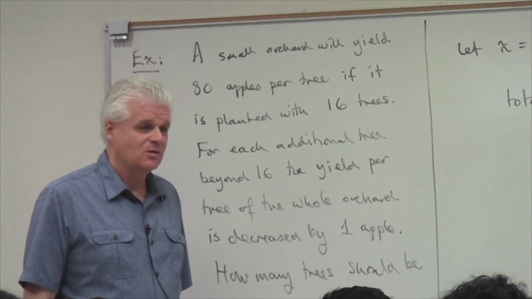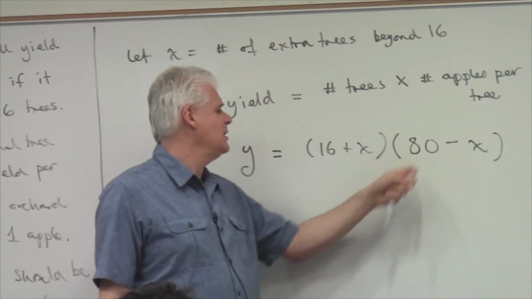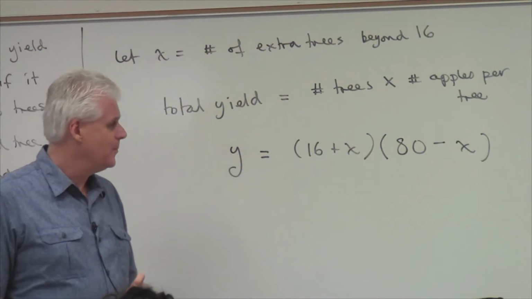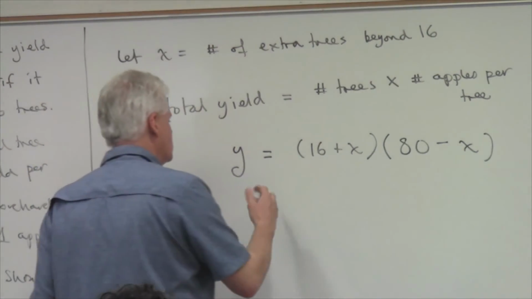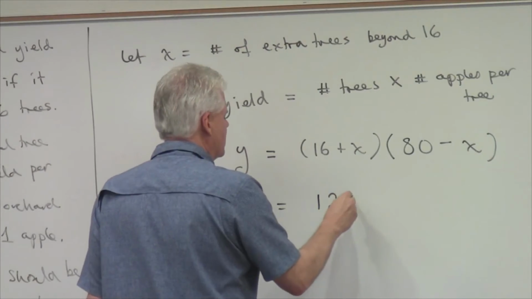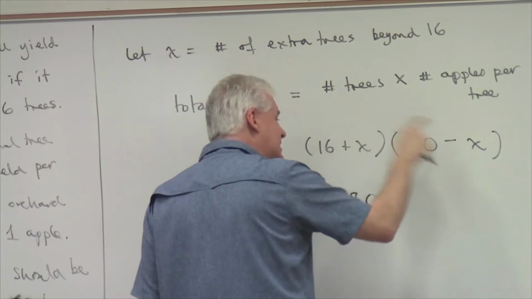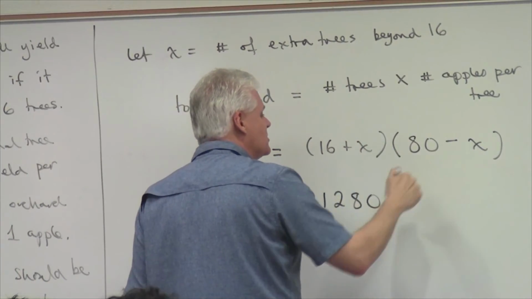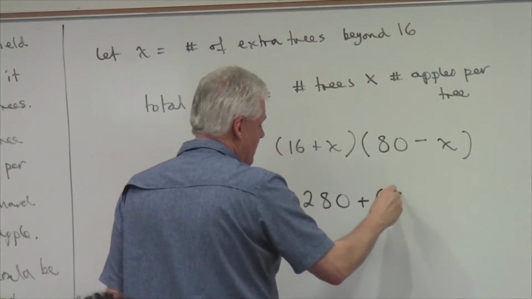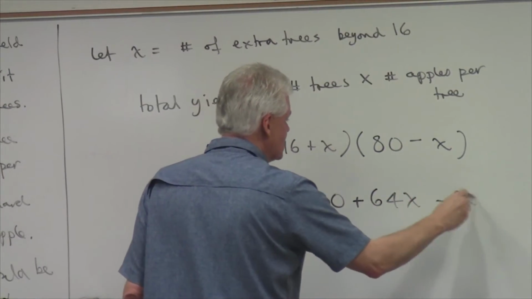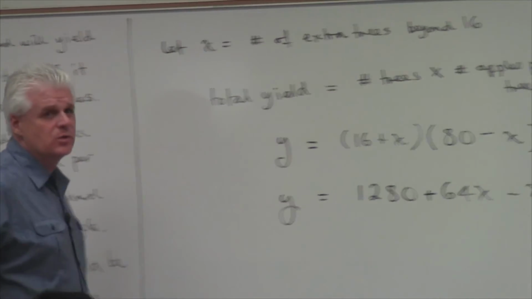And before I take any derivatives, I think I'll multiply that out. Somebody help me out here. What is 16 times 80? I'm not good at arithmetic here. 1,280. Thank you. 1,280 minus 16x plus 80x. That will be plus, what's 16 from 80? 64? 64x, and then minus x squared. So there is my yield from the orchard.